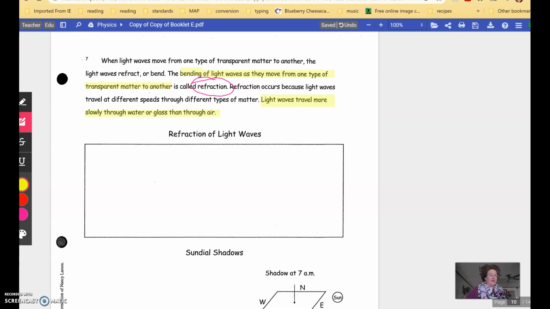Now, I have a short video for you. It's not the best, but I do have a short video for you explaining refraction a little bit better.